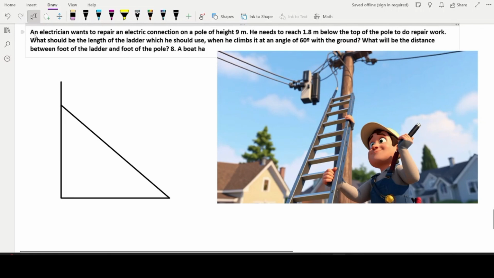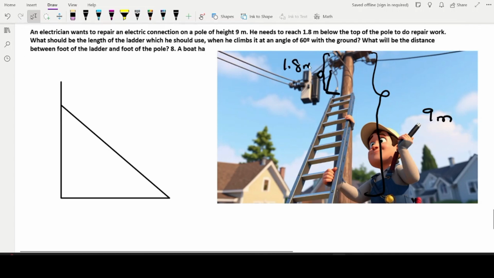Problem number 7. An electrician wants to repair an electric connection on a pole of height 9 meters. So the height of the complete pole is 9 meters. He needs to reach 1.8 meters below the top of the pole to do repair work. So he needs to reach 1.8 meters below top of the pole to do repair work.